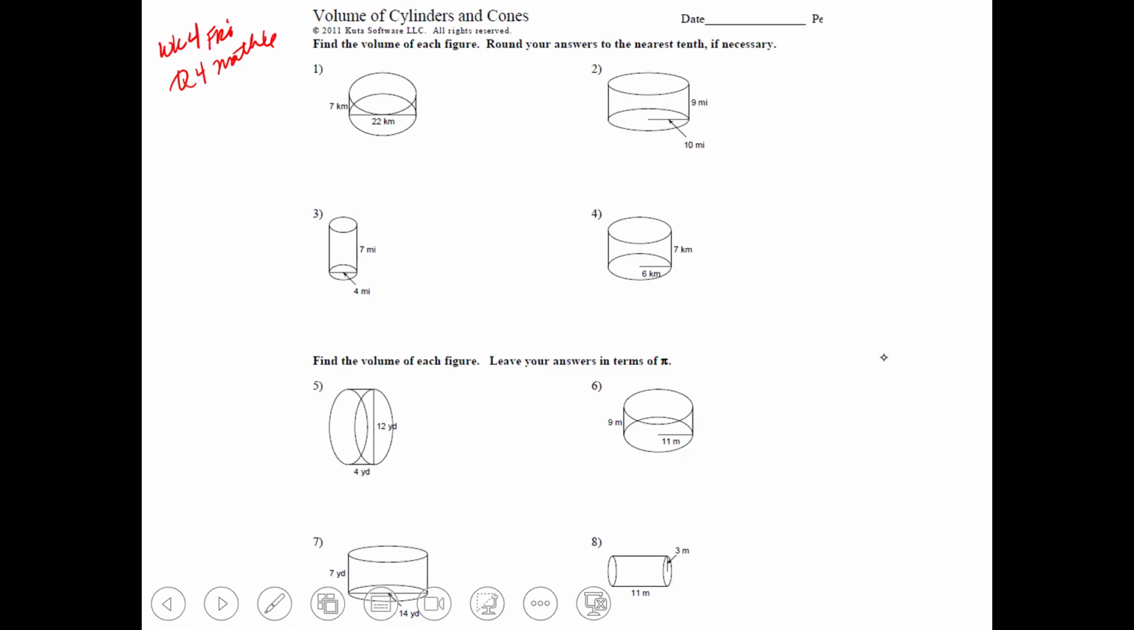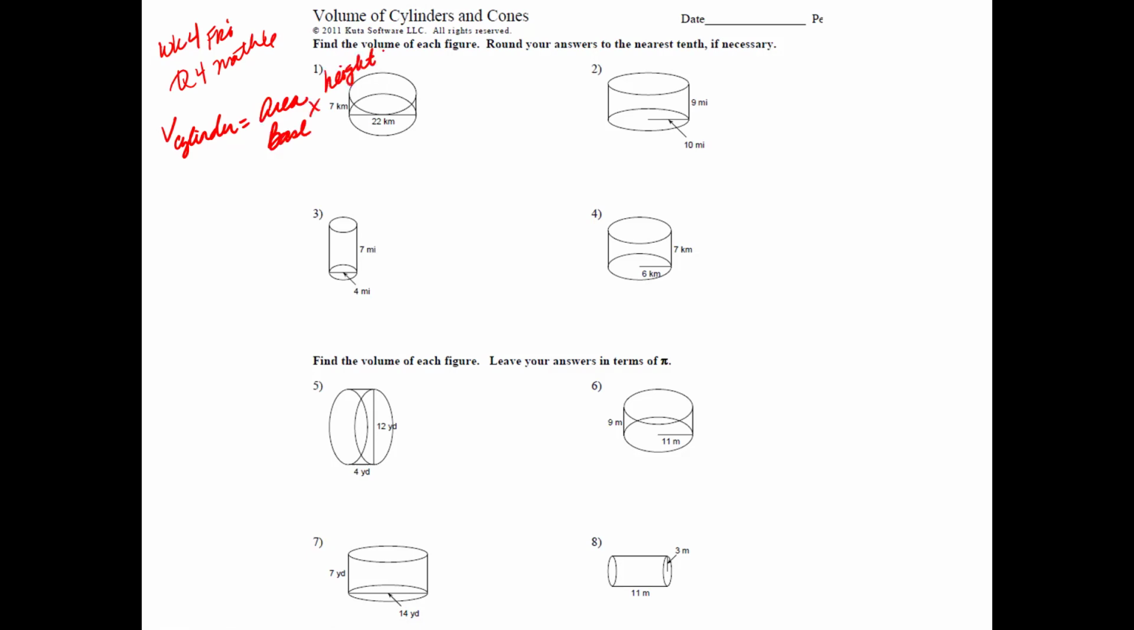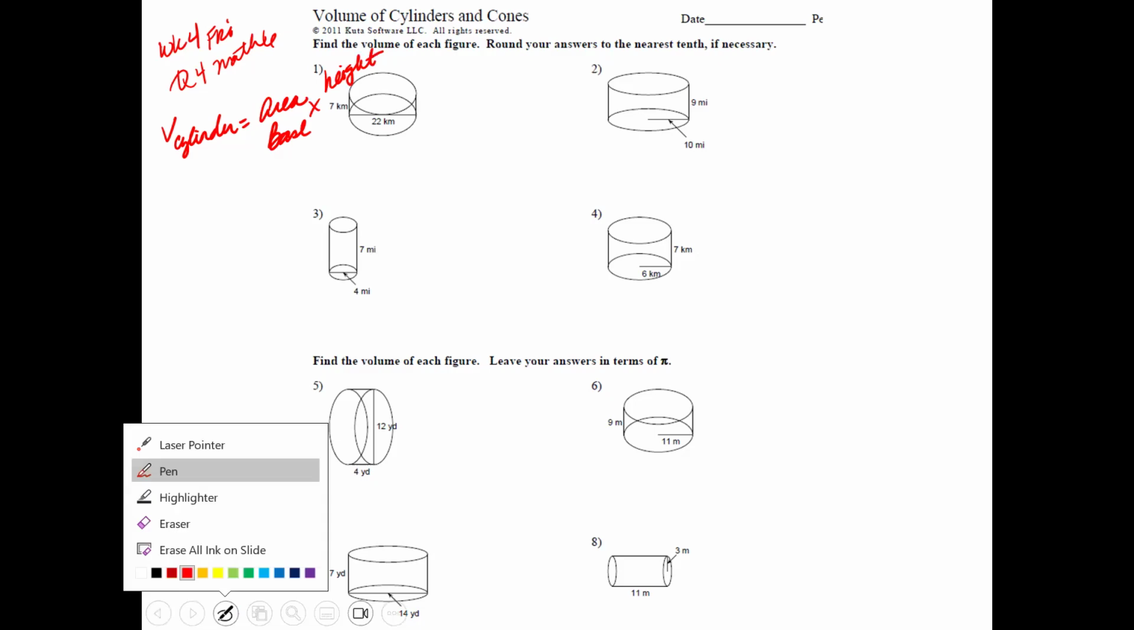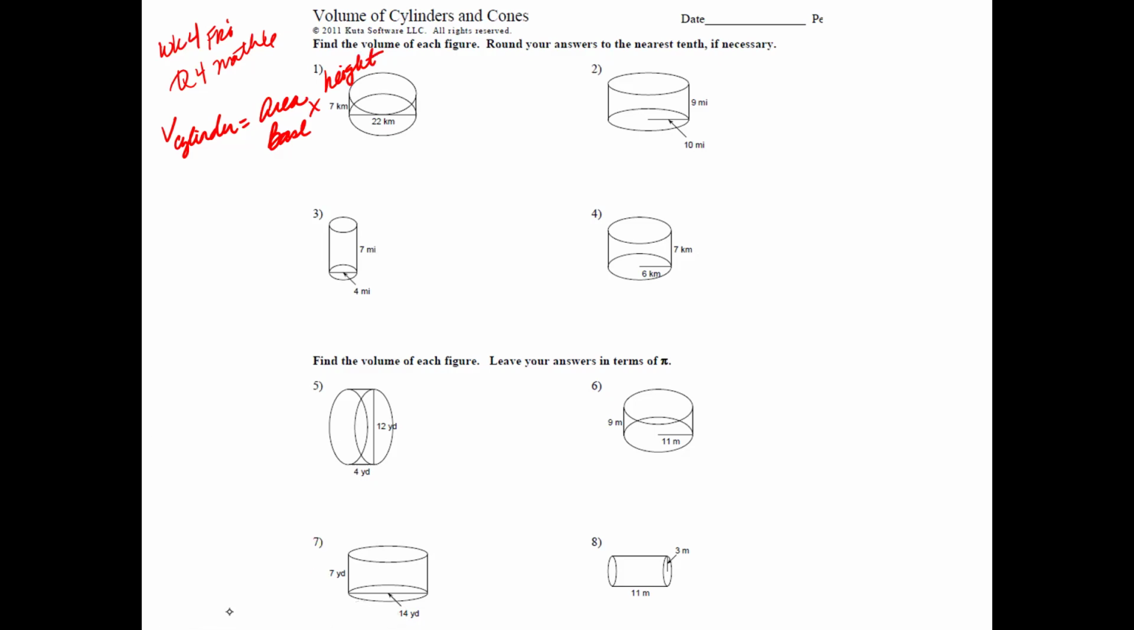So let's take a look at this. Remember, the volume of a cylinder is always going to be the area of the base times what? Times height, right? So let's take a look at this. Your area of the base, and I want you to grab your highlighter, is this part right here. That's your area of the base. Okay. How do you find the area of the base?